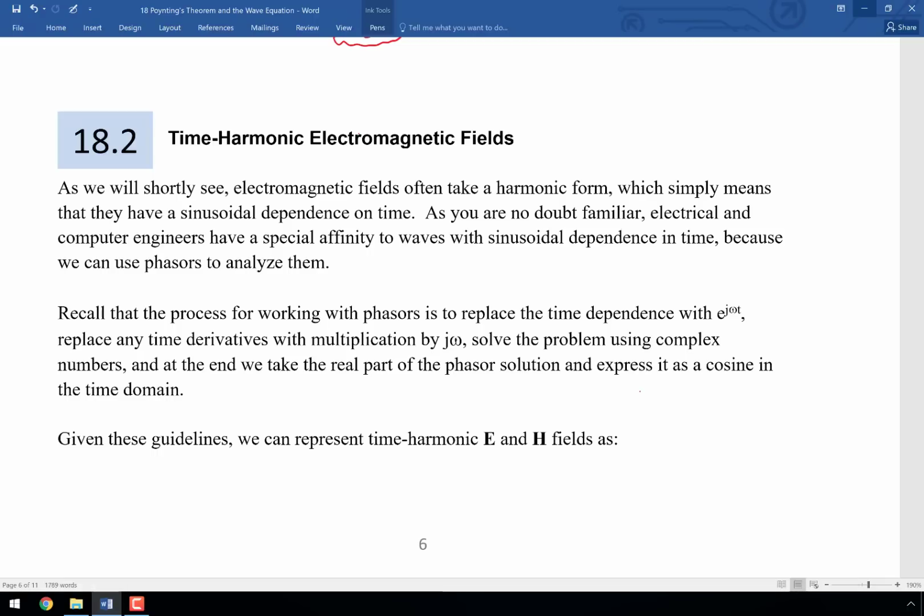And remember that the steps of working with phasors are: replace the time dependence with an e to the j omega t, replace time derivatives with j omega. You would replace integrals with 1 over j omega, but we don't have any of those that we're going to be working with. Solve the problem using complex numbers, and at the end, take the real part. Now, I basically just compressed about 3 weeks of circuit theory down to one sentence there, so if you aren't familiar with phasors, you need to go back and review them. If you are familiar with them, then they're going to work very well for us here.